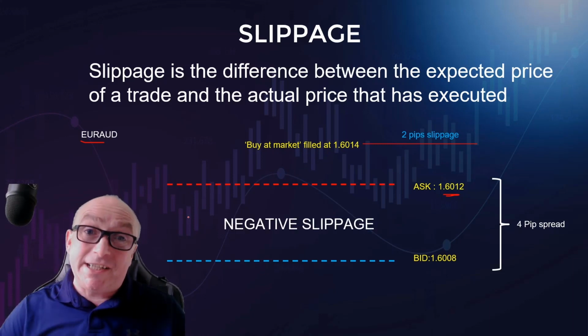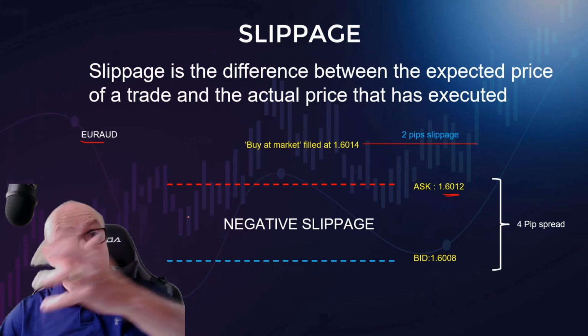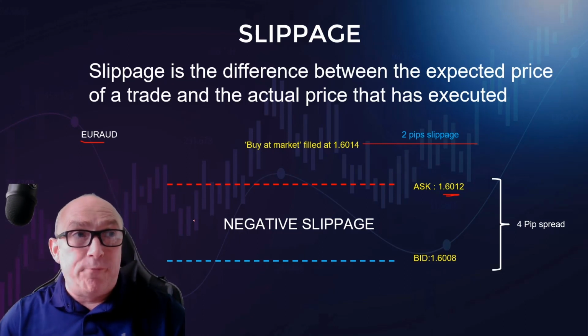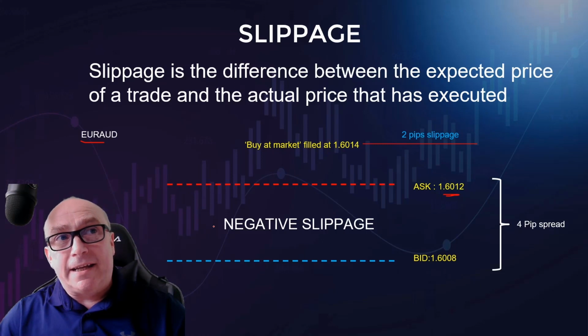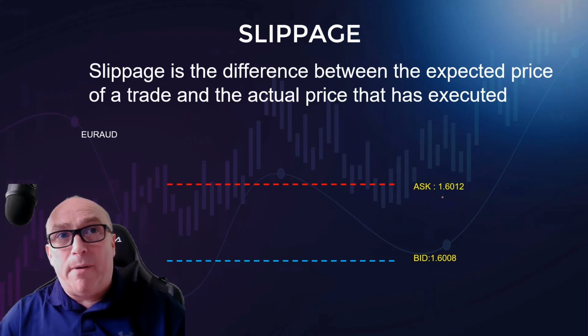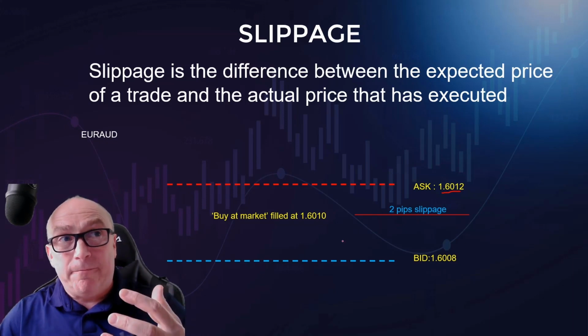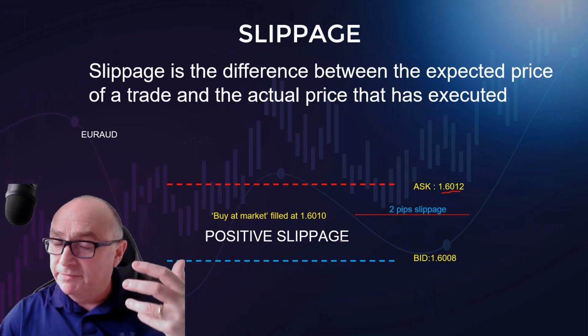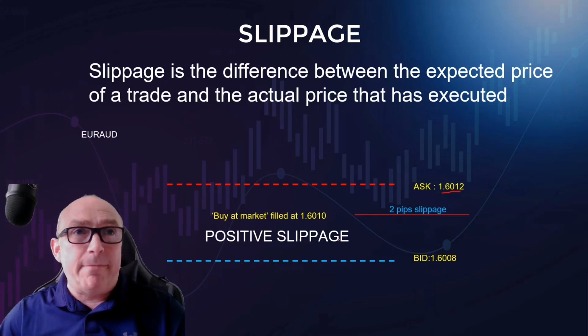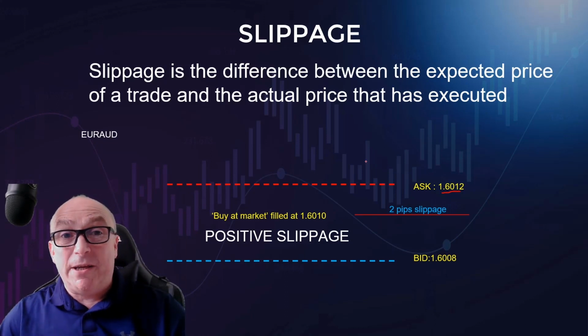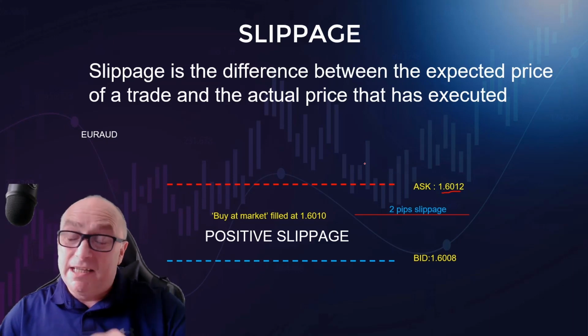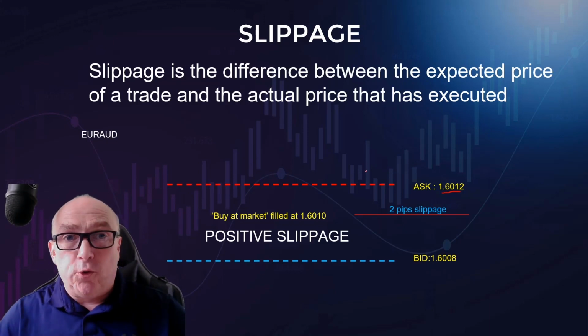But slippage can work for you as well, depending, of course, on how honest your broker is. In the same price example, let's assume now I want to buy here at 1.6012, but the fill comes back at 1.6010. So that's 2 pip slippage, but it's actually saved me money. This is positive slippage. Doesn't often happen, but it does. It can be very, very nice. So slippage can work for you and against you, depending, of course, on how honest your broker is.